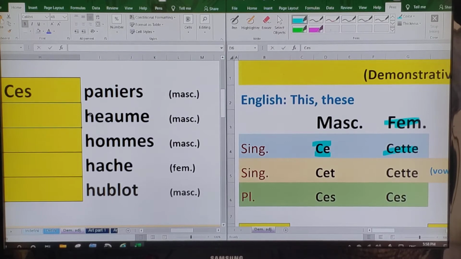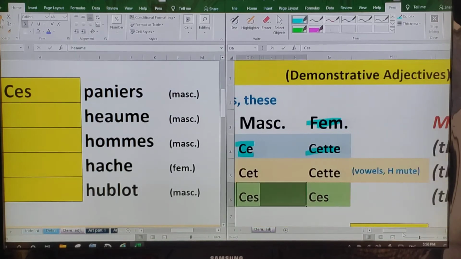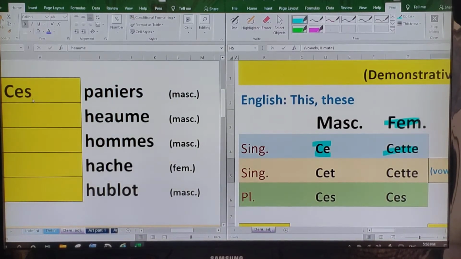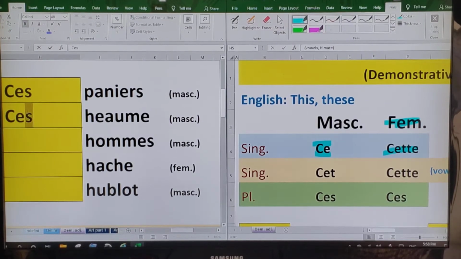Next one, homme. Now, this is masculine, but it begins with an H aspirated. It is not an H mute. It's an H aspirated. So, do we use the word cet? No, we don't. We use the word ce as usual. We use the word ce.